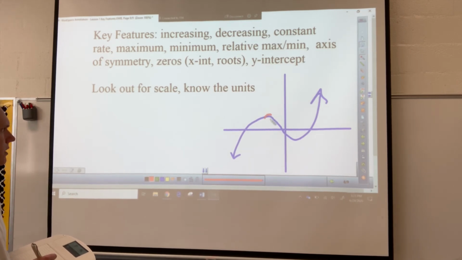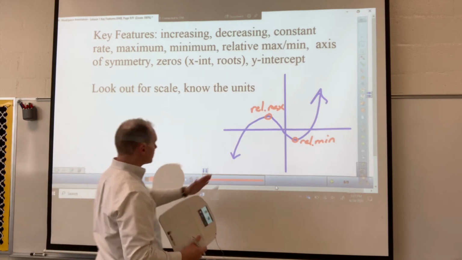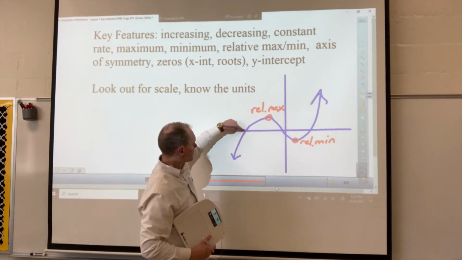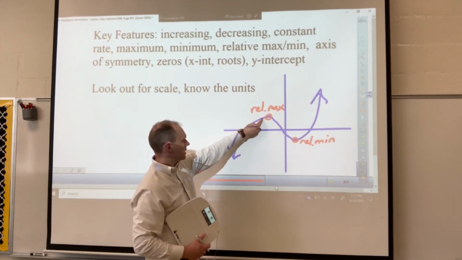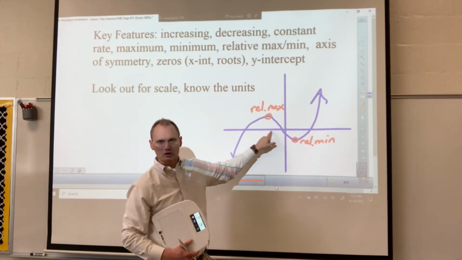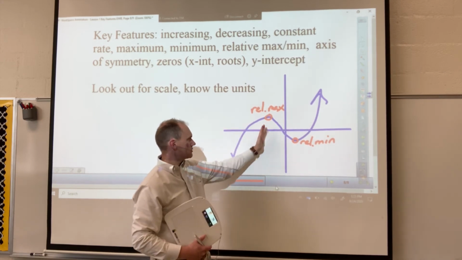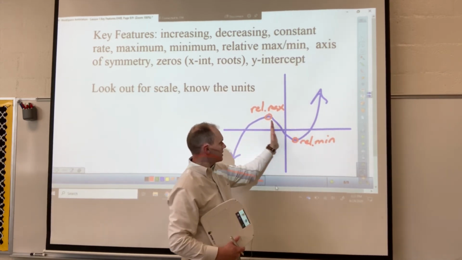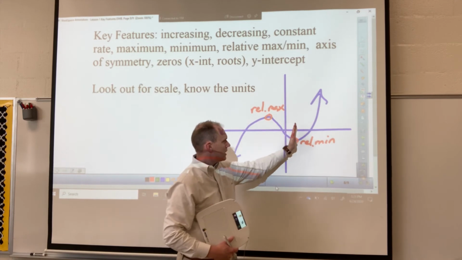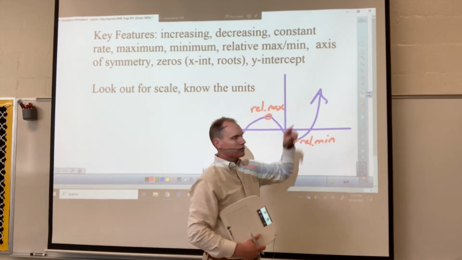So we have the relative max, the relative min. Let's see, it's increasing. This part of the graph is increasing. Later we're going to talk about actually describing them with the x values that we're at currently. So for these x values, it's increasing. For these x values in between here and here, it's decreasing. And then for here onward, the graph is increasing.